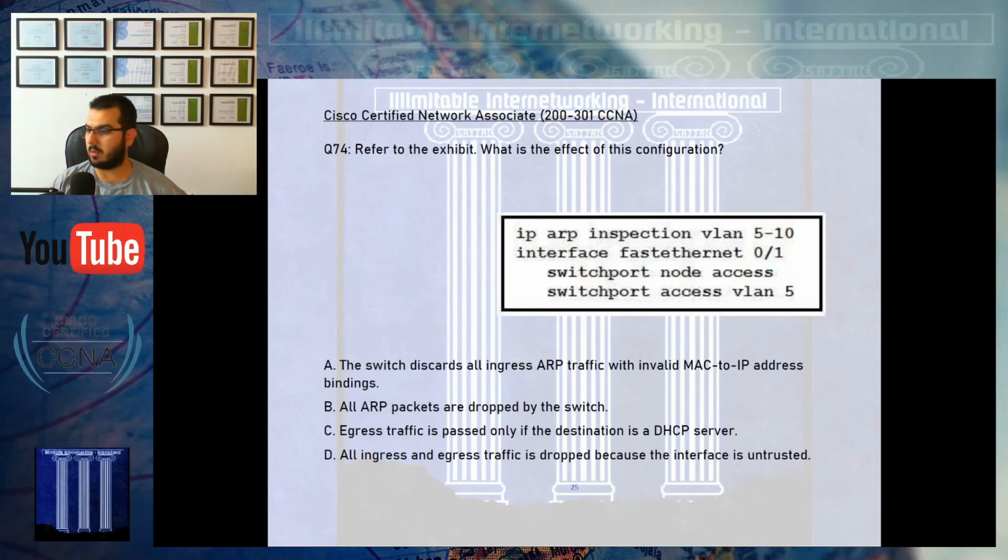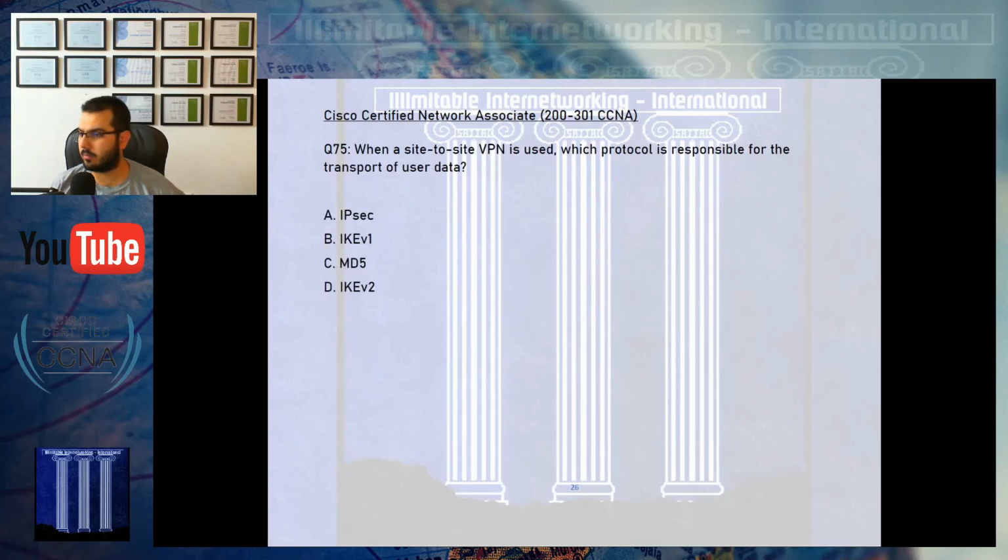Okay, so let's pick the pen again. When a site-to-site VPN is used, I have talked about site-to-site VPN. Let's hope this question is from that. Which protocol is responsible for transport of user data? IPsec, IKE version 1, MD5, IKE version 2. MD5 is the hashing algorithm. IKE v1 and IKE v2, I'm still weak with these because I'm still studying them. I did study them in the CCNP before, but not that specifically, because they were not mentioned really. The others, not much.